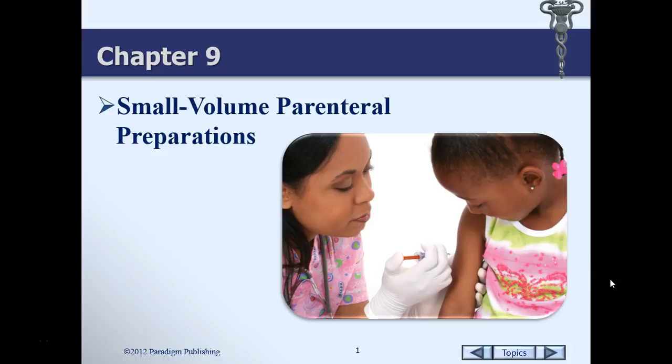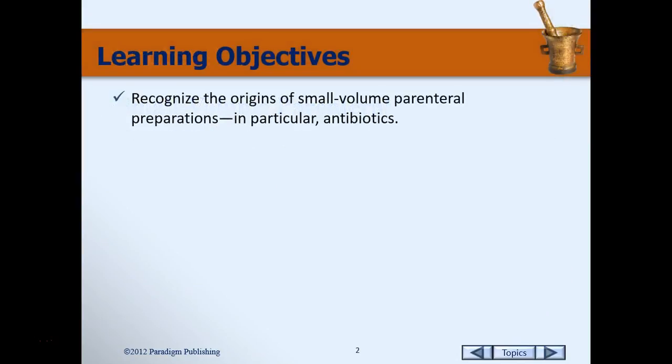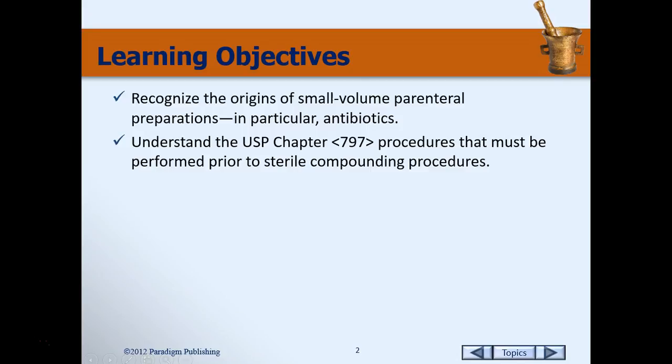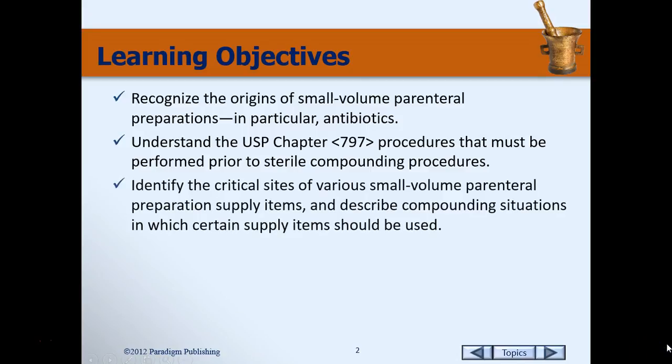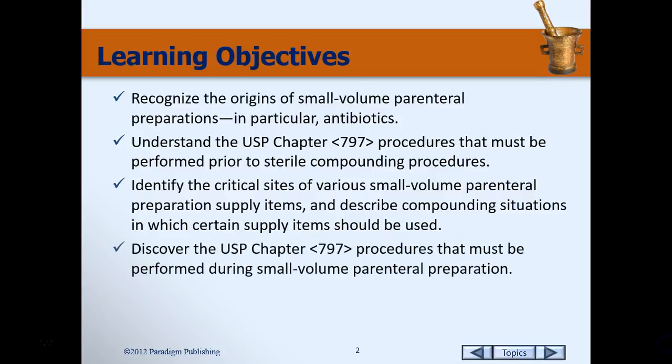This is Chapter 9, Small Volume Parenteral Preparations. Learning objectives for Chapter 9 include recognize the origins of small volume parenteral preparations, in particular with antibiotics, understand the USP Chapter 797 procedures that must be performed prior to sterile compounding procedures, identify the critical sites of various small volume parenteral preparation supply list and describe compounding situations in which certain supply items should be used.